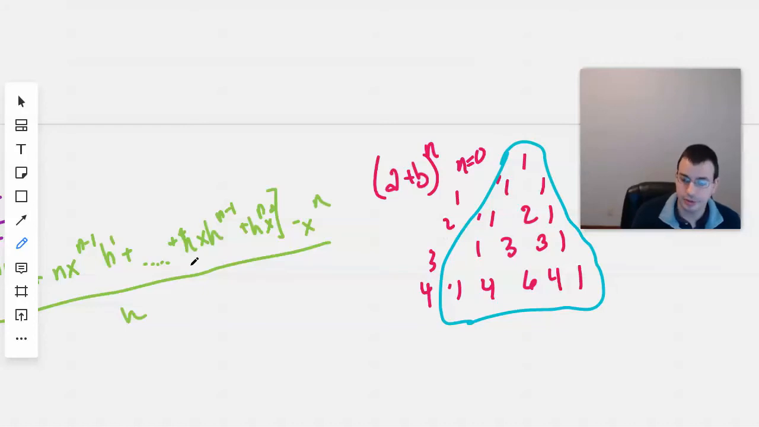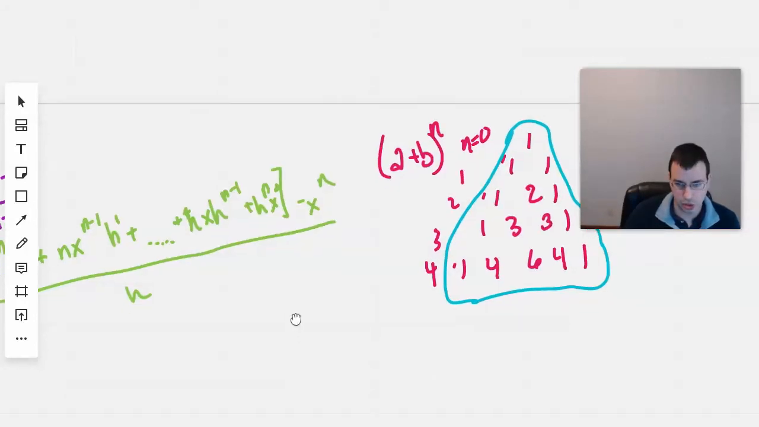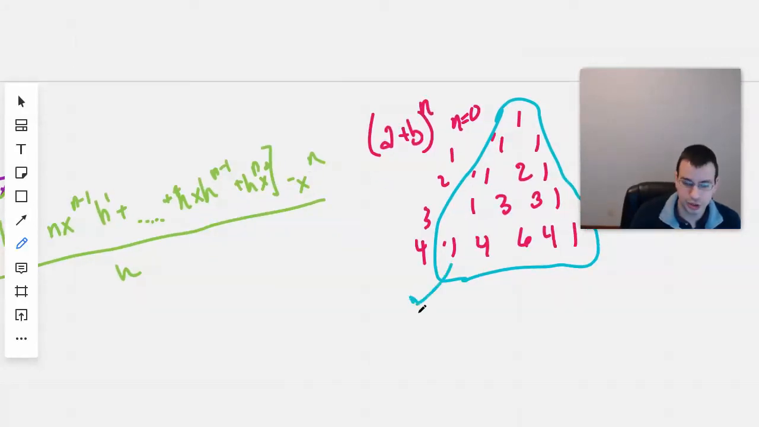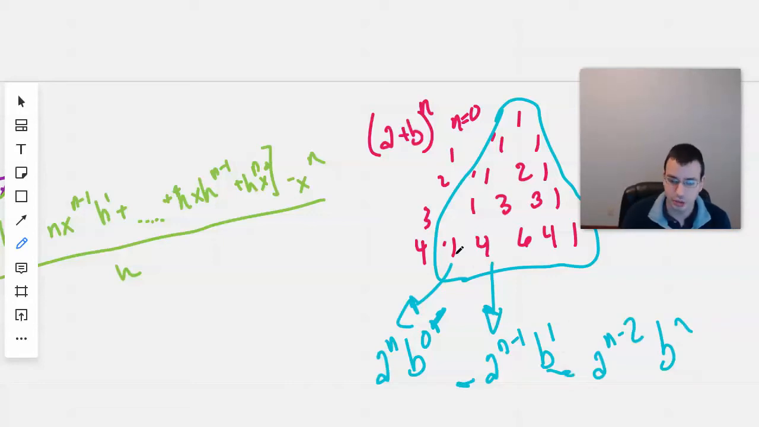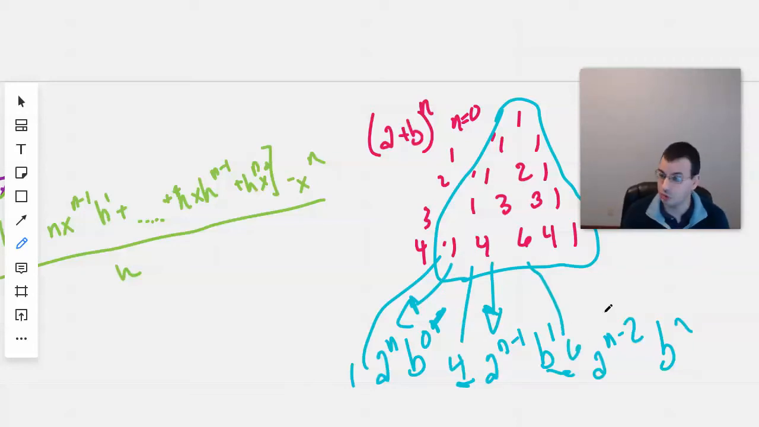of the terms. And so for this one, this would be a to the n, b to the 0, and the exponents will always add up to n. So then you'd have a to the n minus 1, b to the 1, a to the n minus 2, b to the 2, and then the coefficients that go here would be the first numbers, so this would be 1, this would be 4, this would be 6, assuming that n equals 4.